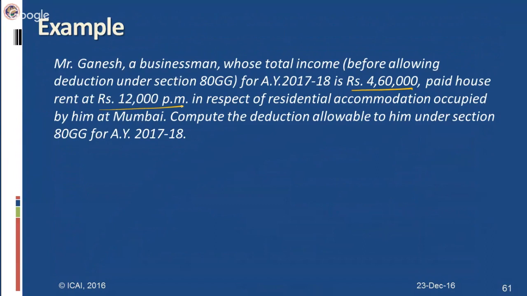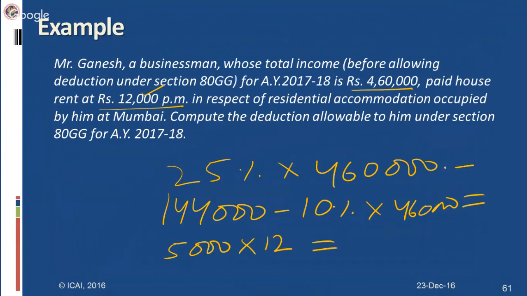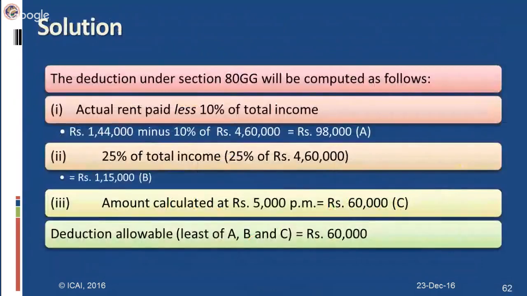So what deduction will he be eligible for? That is 25% of the total income first. 25% of what? 4,60,000. Then rent paid. Rent paid is 12,000 per month. It comes to 1,44,000 minus 10% of the total income, or rupees 5,000 per month. This year this limit will increase from 2,000 to 5,000, right? So from these three limits, the least of these limits will be allowable as a deduction under Section 80GG.